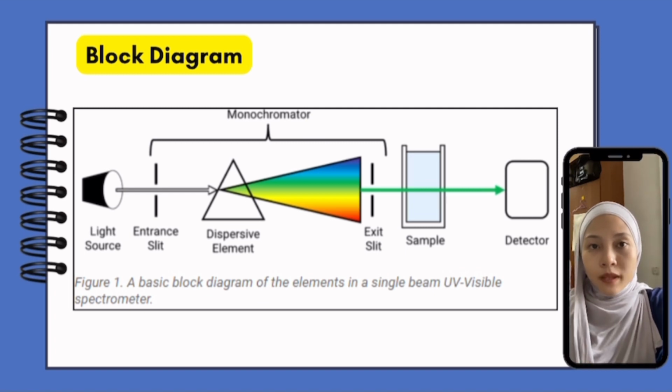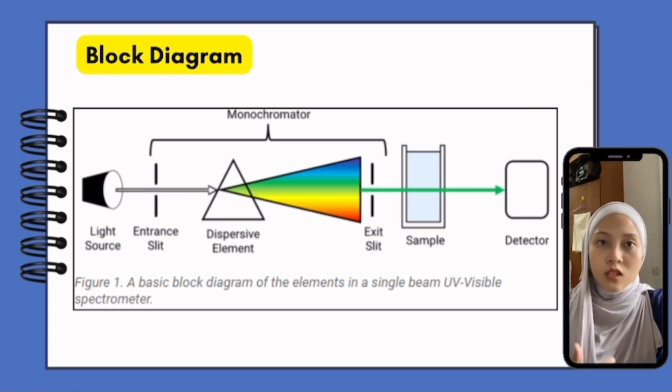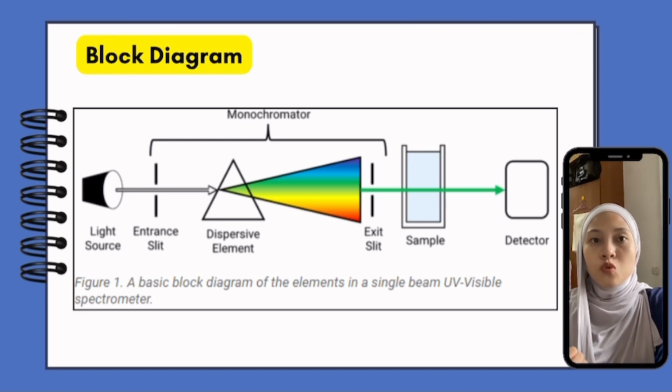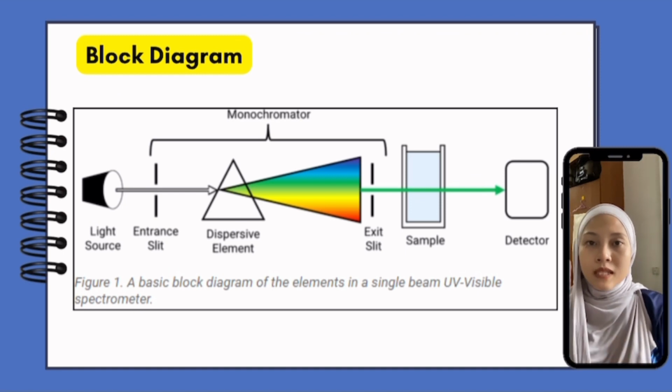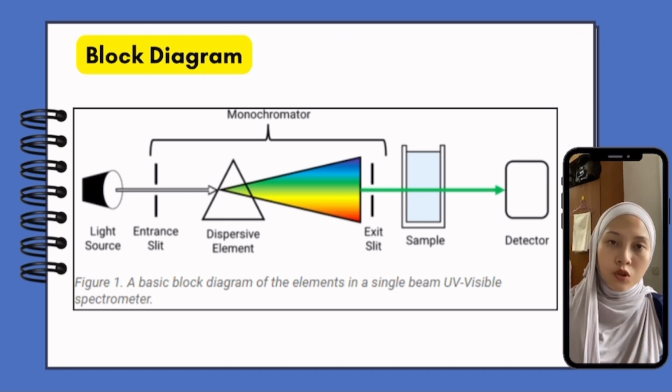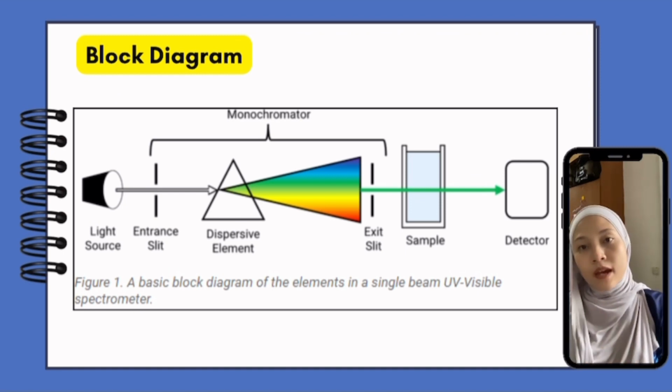Thirdly is the monochromator. The monochromator separates the light from the source into its component wavelengths. It works by allowing only a narrow range of wavelengths to pass through at a time. The wavelength of light that is allowed to pass through can be adjusted by rotating a diffraction grating within the monochromator. Next is the exit slit. This exit slit collimates the light that has passed through the monochromator at a specific wavelength.